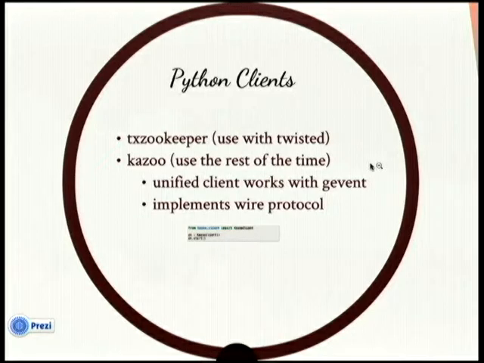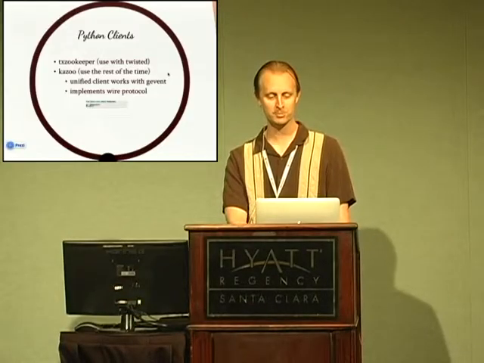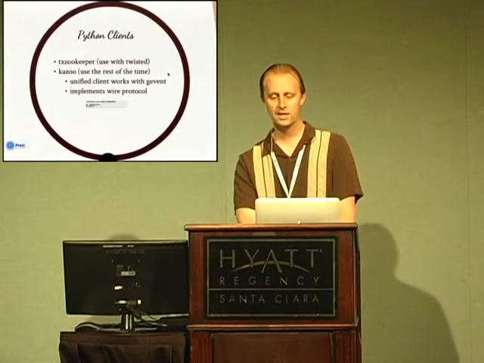Kazoo is a relatively new client in the past 6-8 months or so. It originates from a whole bunch of different projects, and actually they all merged into a single project for the most part. One of the nice things in the Python community is on occasion, instead of having 10 libraries to do the same thing, we actually can get one library that does everything and makes it a little easier for people. So the unified client works with gevent.